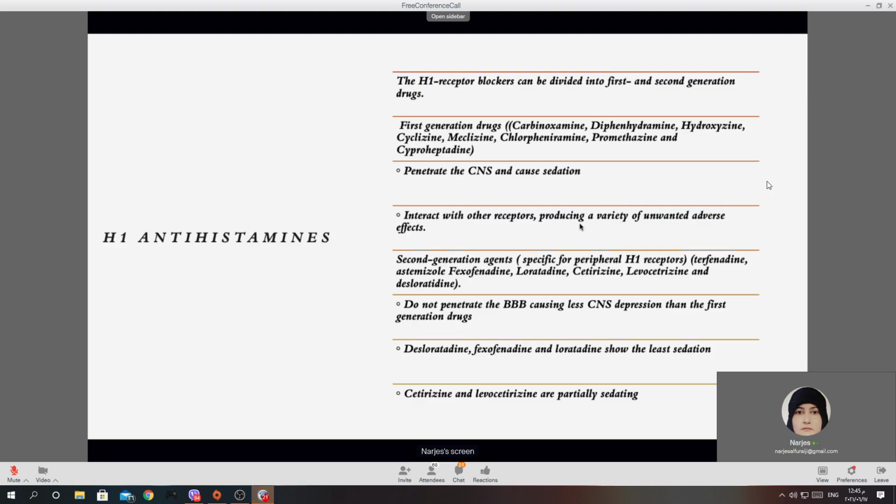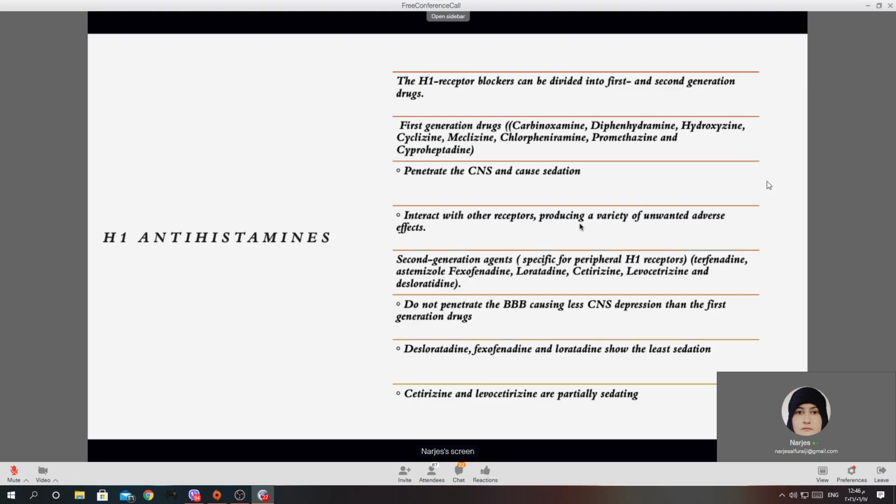So histamine triggers effects, and we need to block or antagonize them. I don't think any of us would like to have itching and pain on his hand, or sneezing or rhinorrhea during hay fever in the seasonal allergy and so on. So we need to antagonize the effect of histamine.